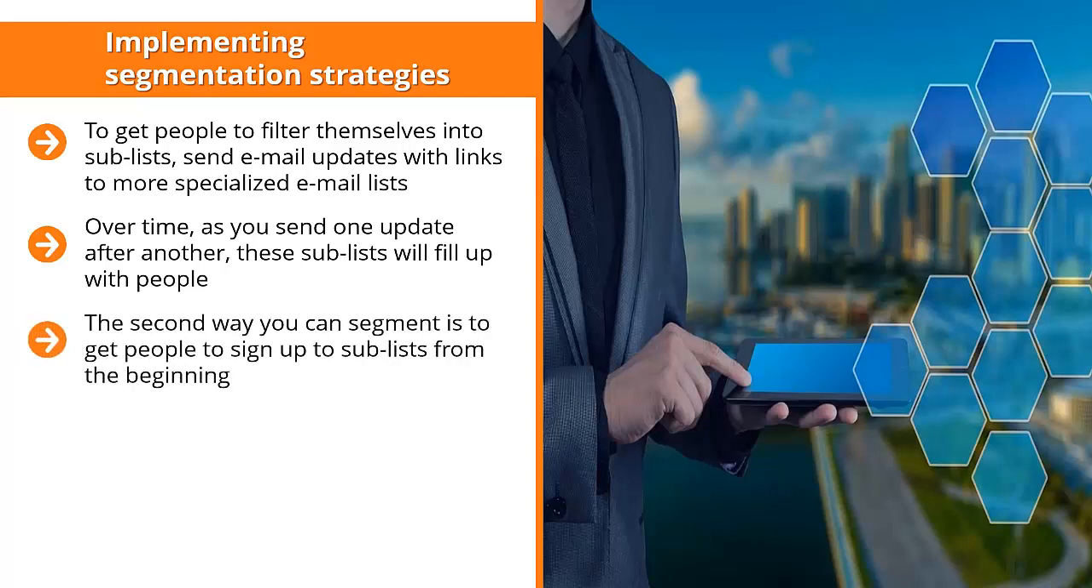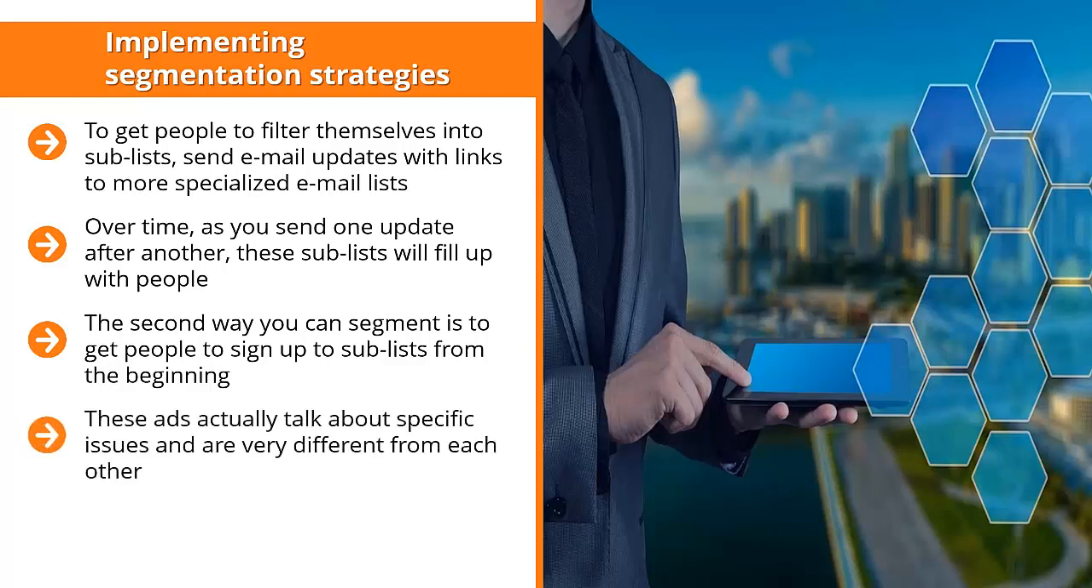The second way you can segment is to get people to sign up to sublists from the beginning. That's right, you're not starting out with a general list. Instead, when people go to your blog or your website, they see different ads for mailing lists. These ads actually talk about specific issues and are very different from each other. When somebody clicks on a particular ad, they sign up for a list that only talks about the issues raised by the ads.